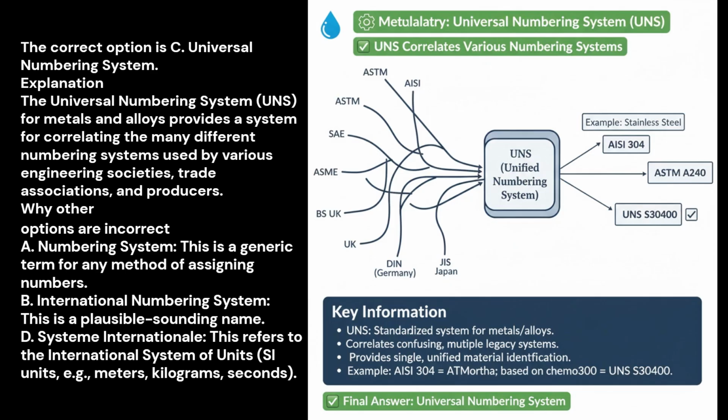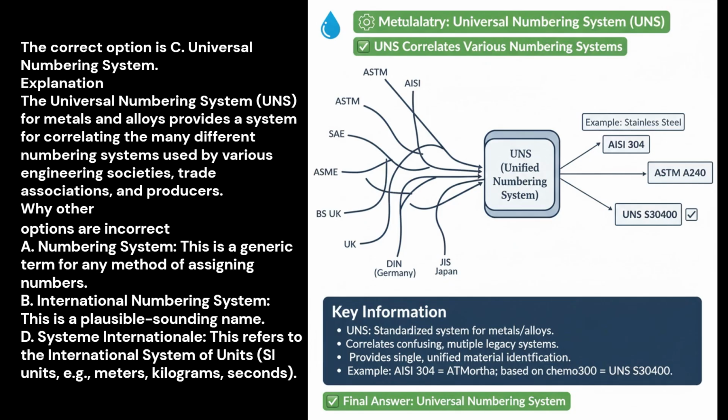Universal numbering system. Explanation: The Universal Numbering System, UNS, for metals and alloys provides a system for correlating the many different numbering systems used by various engineering societies, trade associations, and producers. It is widely accepted, particularly in North America, and helps to avoid confusion caused by using multiple identification numbers for the same material. In the context of industrial applications like piping, this system ensures consistency in identifying materials based on their chemical composition.